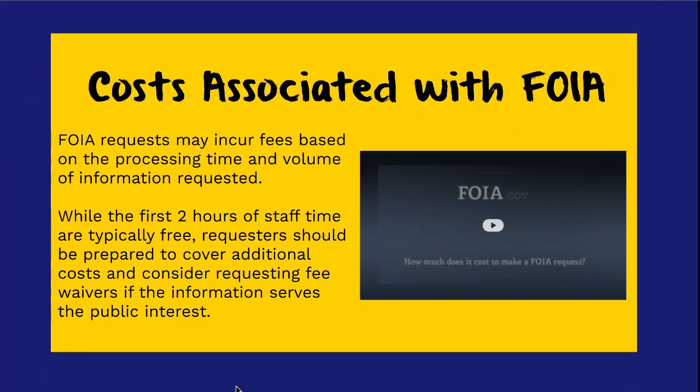Okay, we've briefly talked about the costs associated with the FOIA. FOIA requests incur fees based on the process time and the volume of the information requested. First 2 hours of staff time are typically free, but you should be prepared to cover additional costs and consider requesting fee waivers if the information serves the public interest. Usually when we're submitting a letter, we might put in a line that says we will pay for the first $25 worth of effort. Please contact us beyond that time. So you might set a budget in your letter and say, we're requesting a fee waiver, and also if you've spent more than $50, we want to know so that you don't end up with a multiple $1,000 bill.